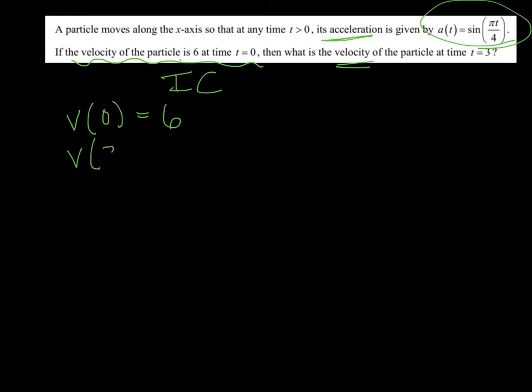This time they are giving us a function for acceleration, and they're giving us an initial condition with velocity, and they're asking us for velocity. So here is our initial condition, that the velocity at time 0 is 6. And they're asking for the velocity at time 3. What is that?